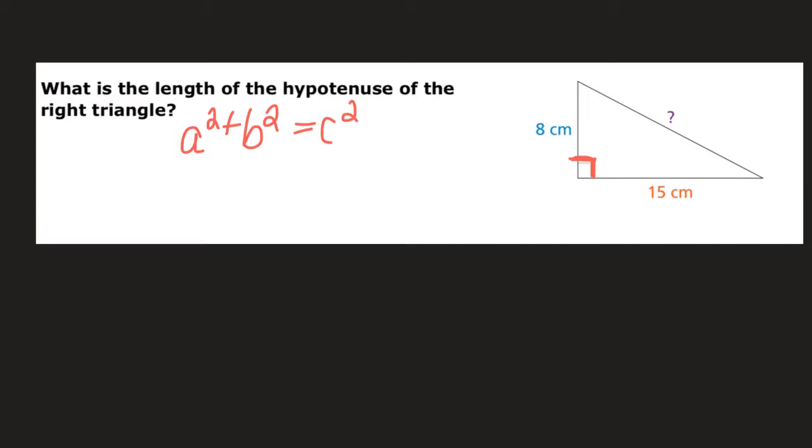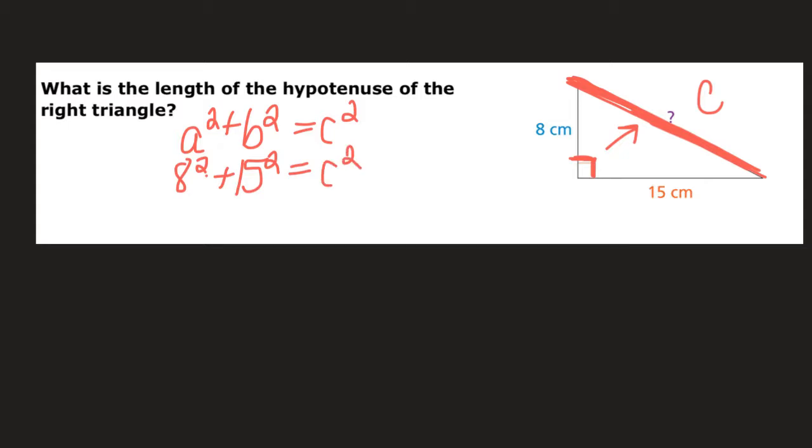Sometimes if you're not sure which is a leg and which is a hypotenuse, I think it's easier to identify your hypotenuse first. It is not connected to the right angle in any way. So it is this line. This is the only line in my triangle that does not touch that angle. So this is my hypotenuse. That's C. So 8 and 15, they can either be A or B. It doesn't matter. So 8 squared plus 15 squared equals C squared.